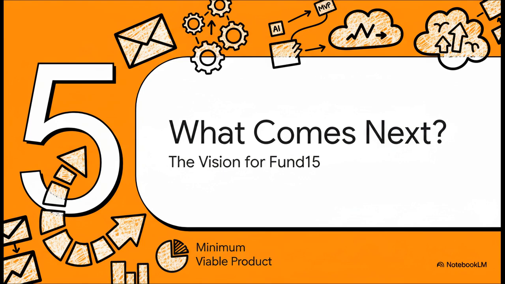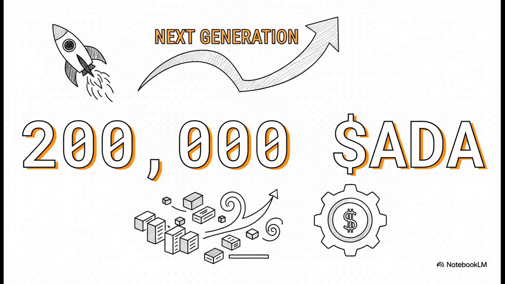The team has a much bigger vision for the next phase, taking this proof of concept and leveling it up into a full-fledged minimum viable product, or an MVP. To make that happen, they've put in a proposal to Project Catalyst Fund 15 for 200,000 ADA. This funding is what would allow them to build the next generation of the platform, which is a pretty significant step up in both scale and ambition.